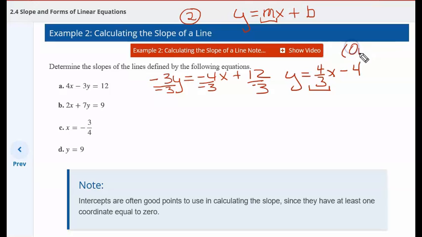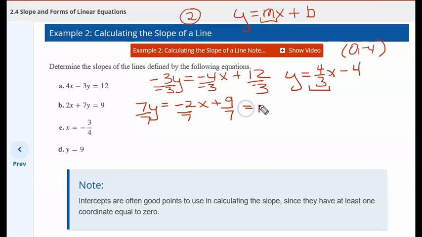which would be written as (0, negative 4). Now in this next equation, we have 7y equals, transpose that to the other side, a negative 2x plus 9. Divide both sides by 7.